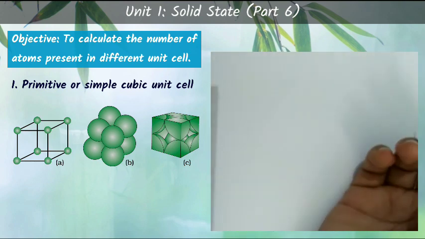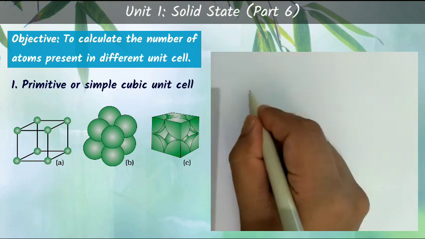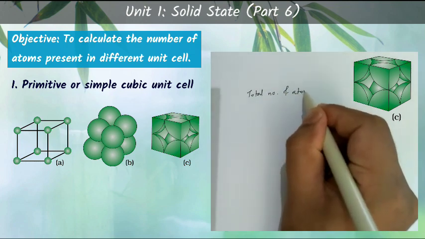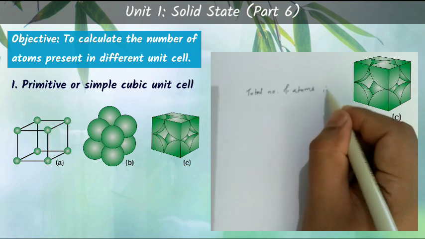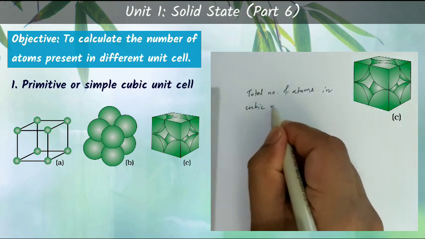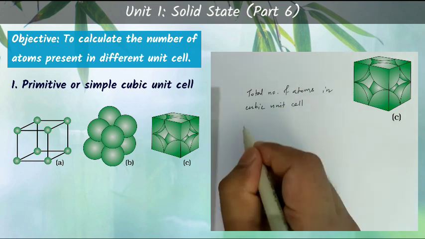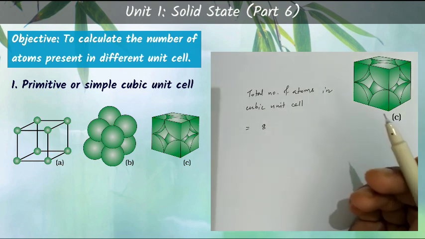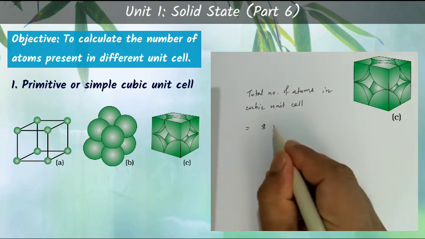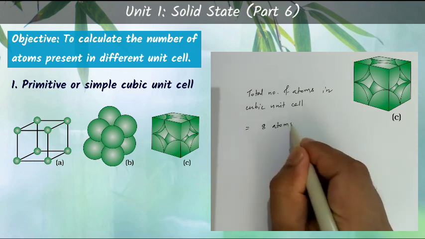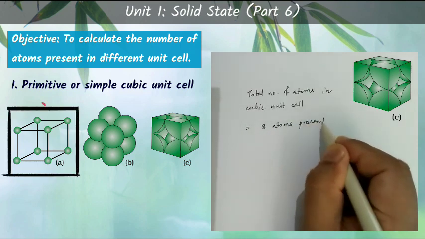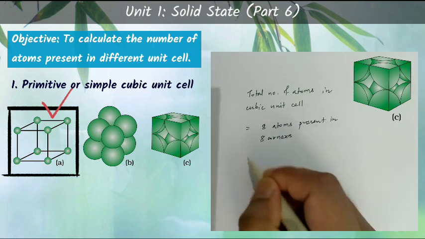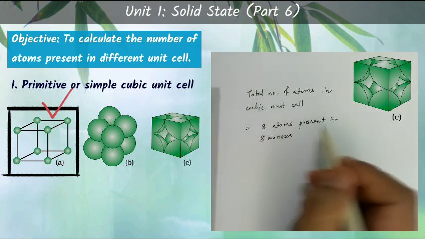Here we know that a total of 8 corners are there, no? So the total number of atoms in a cubic unit cell is equal to, so a total of 8 corners will be there. That means in each corner 1 atom will be there, no? So a total of 8 atoms are present in 8 corners. Understand? Okay, so 8 atoms will be present in 8 corners.